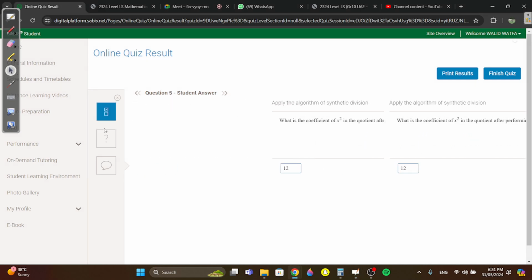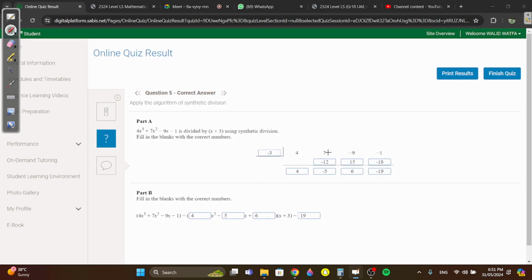Question 5. Here they want you to use synthetic division. That's what we've been doing. So how would you divide this by synthetic division? Always take the opposite. What's the opposite of plus 3? You put minus 3. And then solve normally.